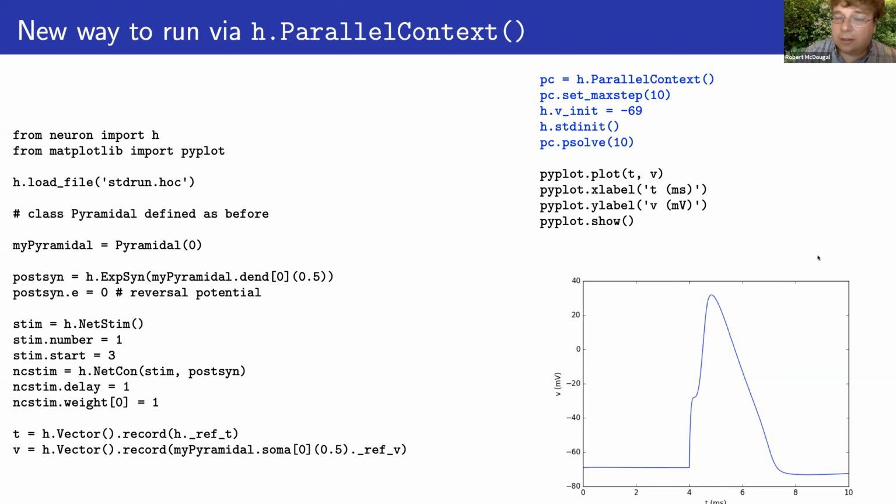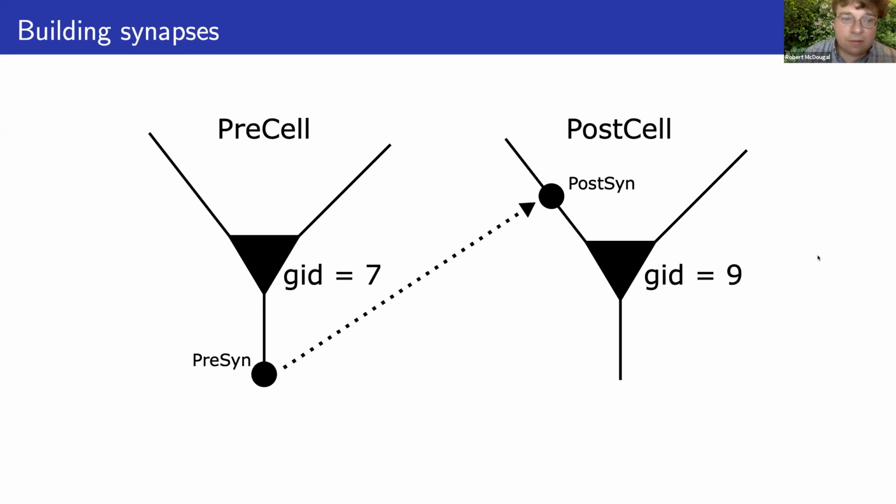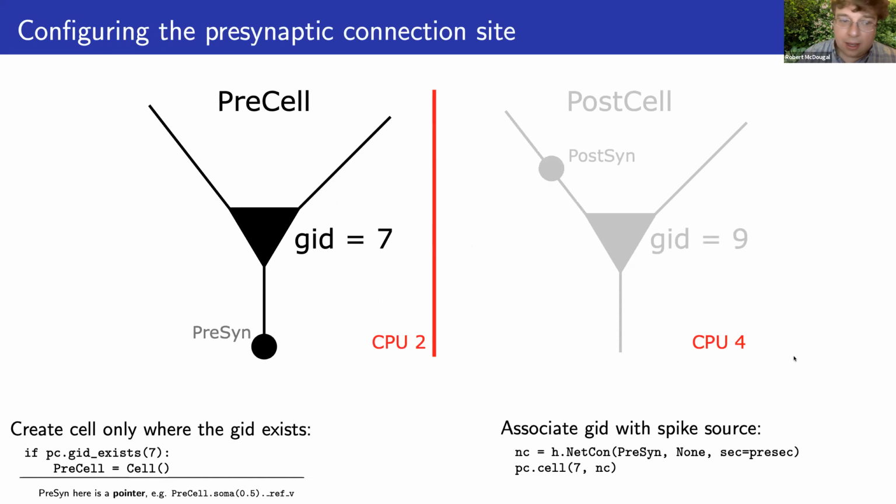How can we actually construct synapses between the cells? So let's again focus on these netcon style synapses. Imagine, for example, that I have cell 7 as my presynaptic cell, and it wants to send a message to cell 9. So first of all, we're going to construct our cells only on the right processor. So CPU 2, let's say, needs to know that it owns cell 7.